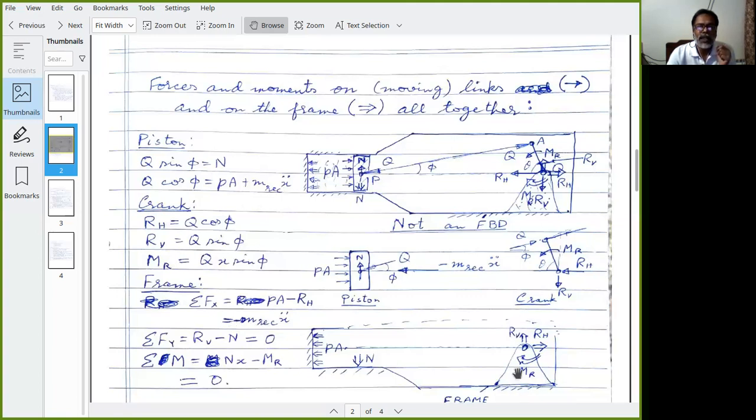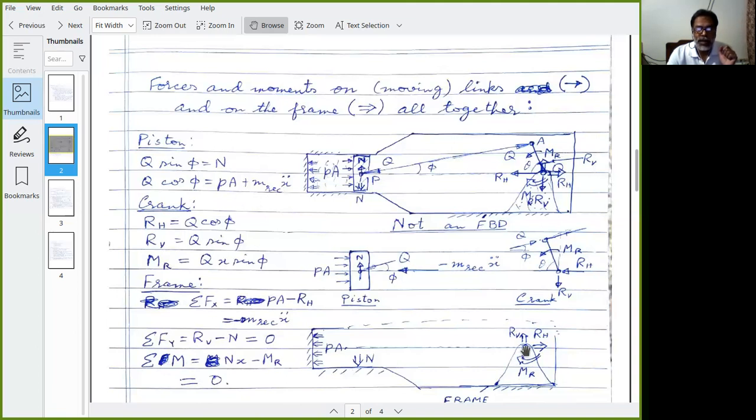Then take the vertical forces together, and that is RV minus M. Both RV and M are equal to Q sin phi. So that's C.